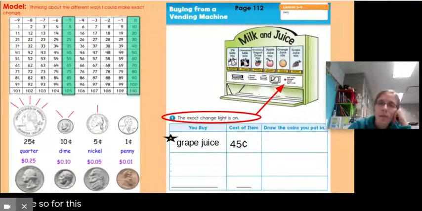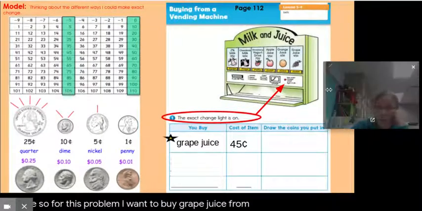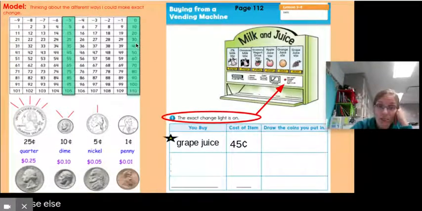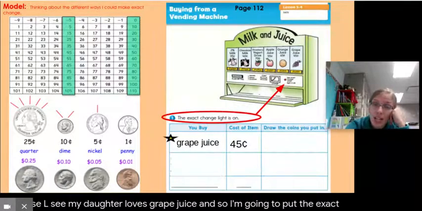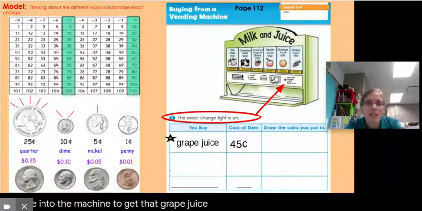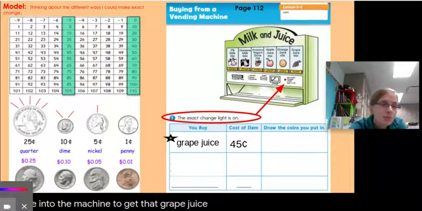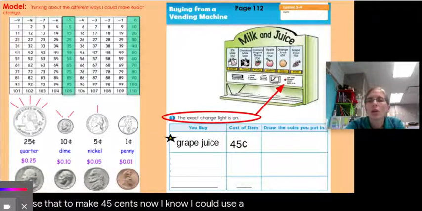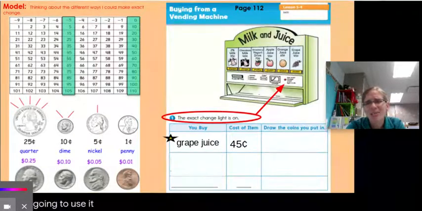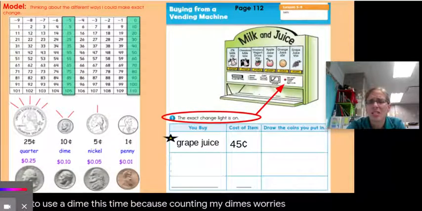So for this problem, I want to buy grape juice from the vending machine because Elsie, my daughter, loves grape juice. And so I'm going to put the exact change into the machine to get that grape juice for Elsie. So I am going to think, what coins can I use to make 45 cents? Now, I know I could use a quarter, but I think I'm going to use a dime this time because counting by dimes is easier for me.